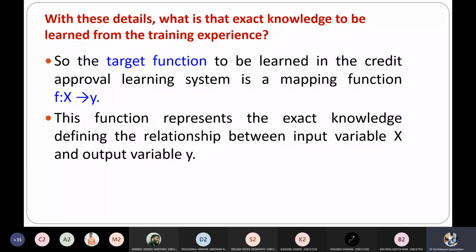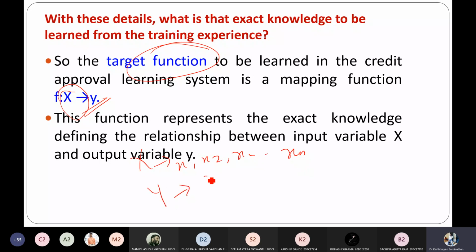So with these details, what is the exact knowledge to be learned from the training experience? That is nothing but your target function. The target function needs to be identified: f is equal to x tends to y. Assume this is a loan application example. If there are n people applying for a loan, that is x. X is nothing but x1, x2, x3, x4, up to xn, meaning n applicants are applying for a loan.